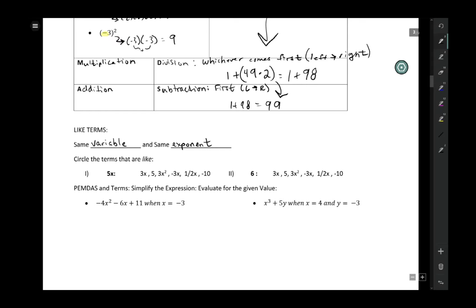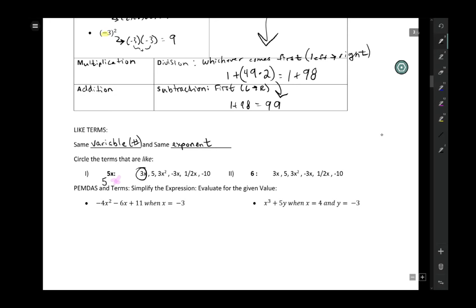Okay, same variable or number and the same exponent. So I want all terms that are like 5x. So I need terms that have a simple x and anything with a constant number. So 5 and x. Well, 3x, that looks good.